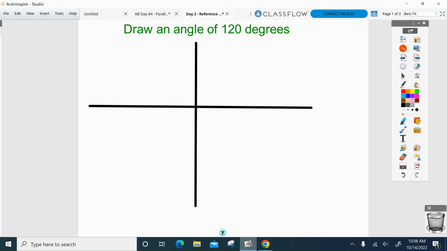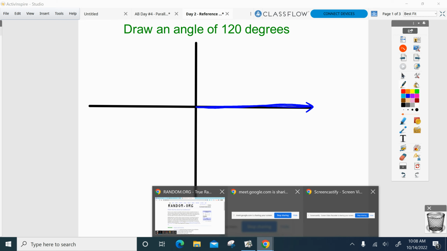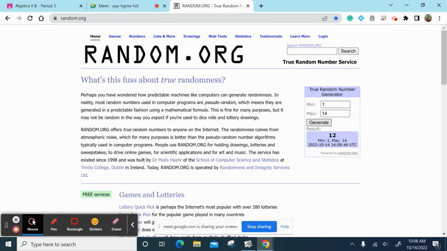Quick review of yesterday, just to make sure we're all good. If I had you draw an angle of 120, where does one side of your angle always lie? On the positive side of the x-axis. So as I draw this angle, my initial side, it's called, is always on that side of the x-axis. Now you got to tell me what quadrant is 120 in.